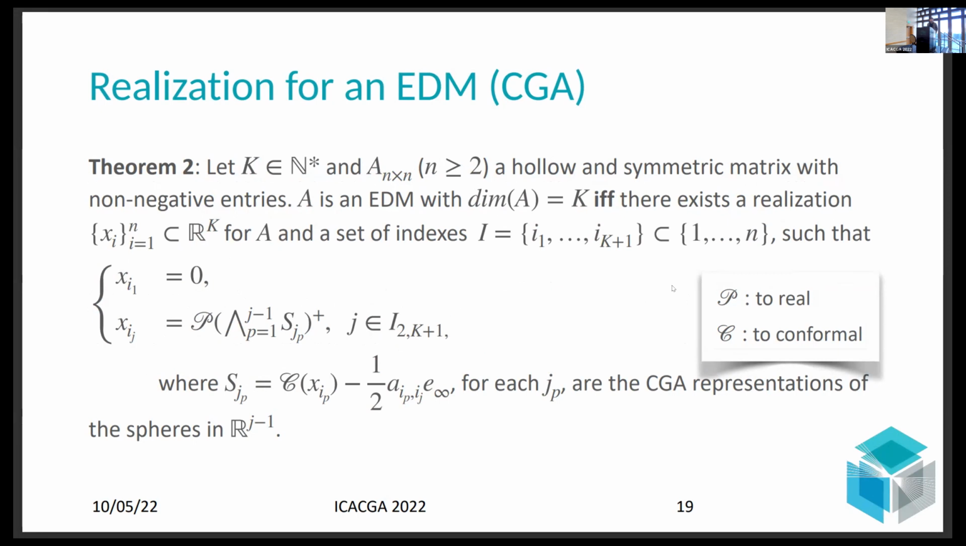It's the same. We have a symmetric hollow matrix. This matrix will be an EDM with embedded dimension k, if we can find a set of points with this structure. But now we have geometric meaning for each point. We know the first one will be in the origin. All the other ones will be in sphere intersections.